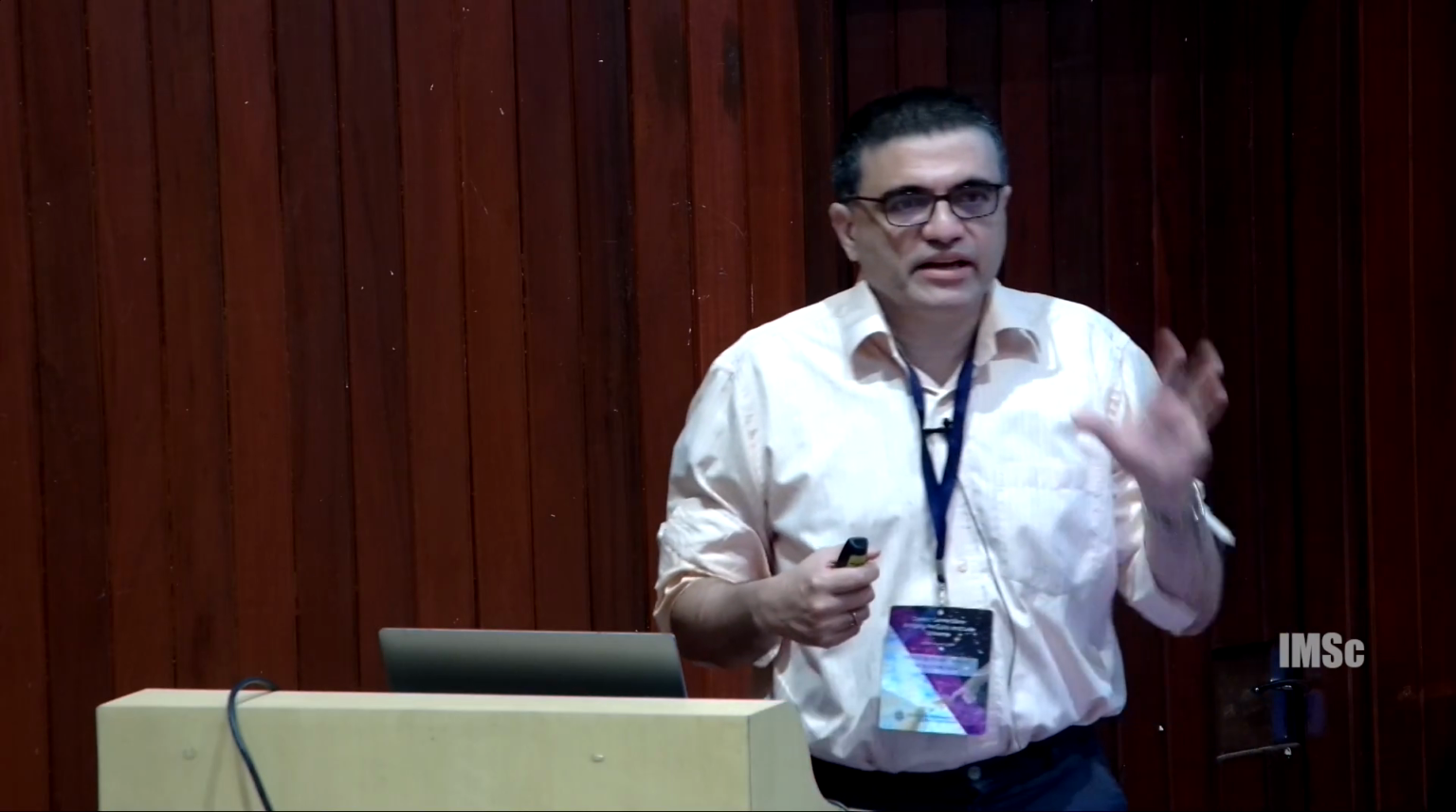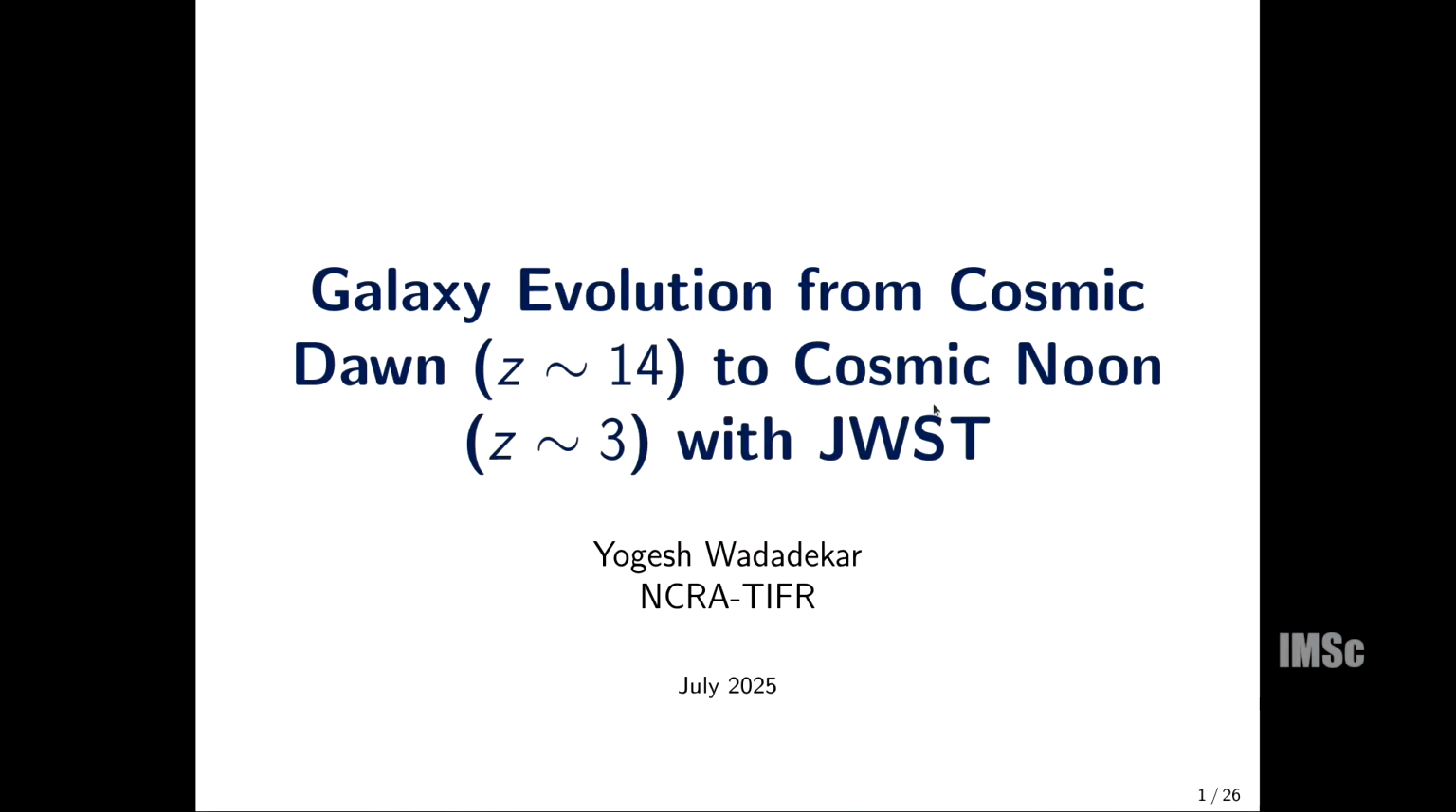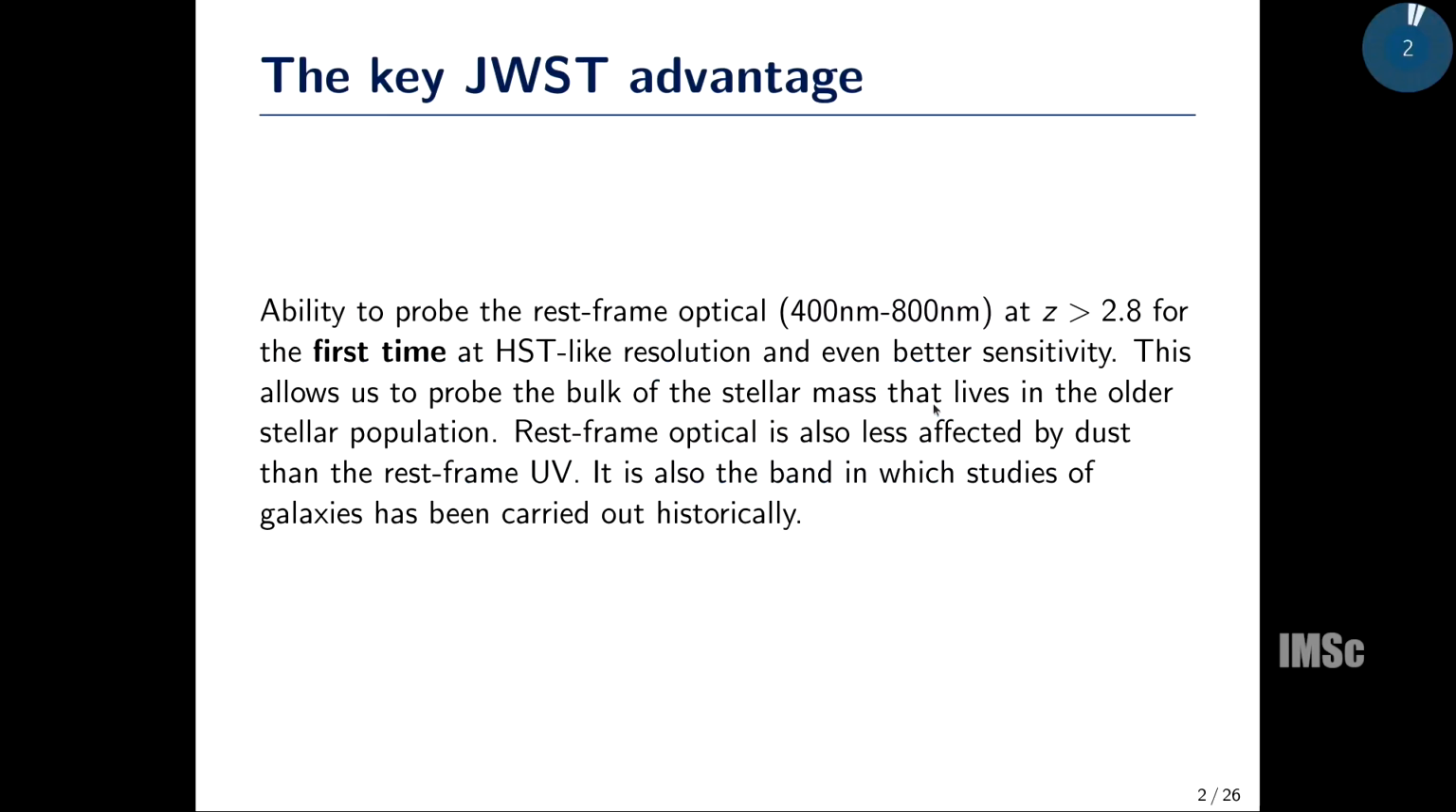I'm going to give you a slightly different perspective from most of the other talks you've heard. It'll be quite related to what Shriyanand spoke about yesterday. I'm going to define cosmic dawn as redshift 14 because that is the redshift at which we have the highest confirmed spectroscopic redshift of a galaxy. And redshift 3 is just arbitrarily defined as cosmic noon. You can choose z of 2 or z of 1.5 if you wish.